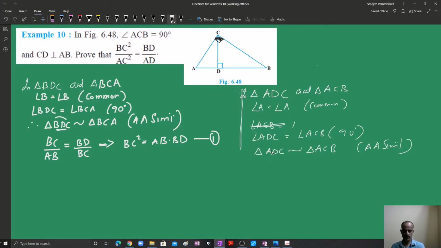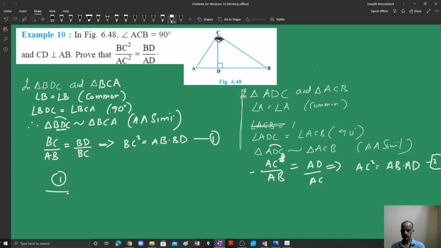Is there any AC coming? Yes, AC is coming. AC divided by AB is equal to AD divided by AC. Cross multiplying, we get AC square is equal to AB into AD, relation number 2.